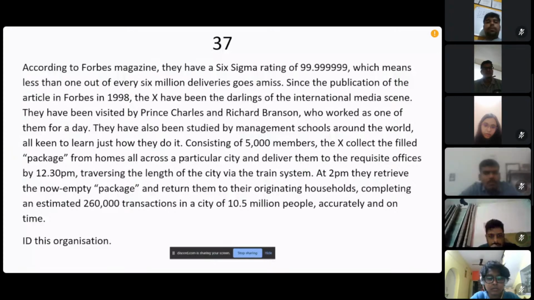Assessing the length of via 10 and turn them to their originating households, complete and 2,60,000 of 10 transactions go very accurately. You have identified this organization, one of the most famous organizations of India.